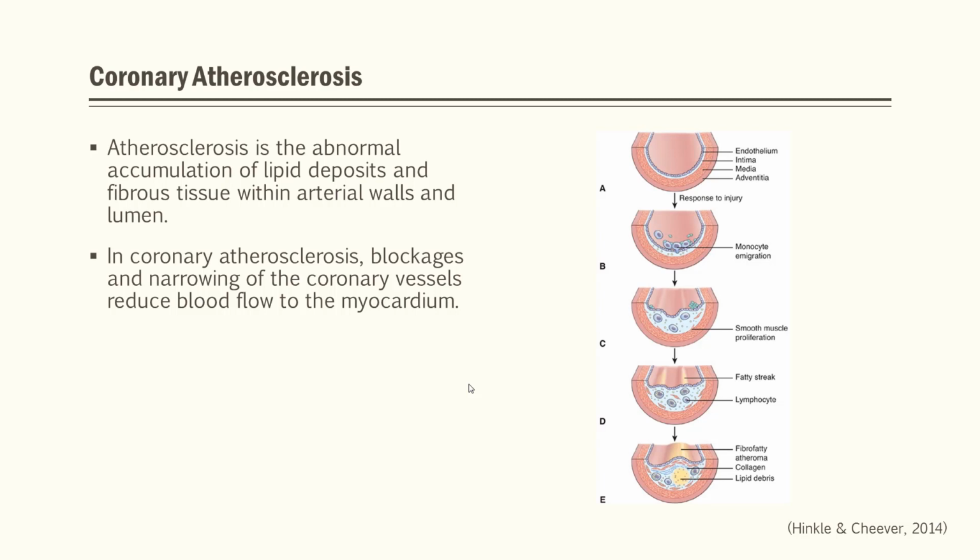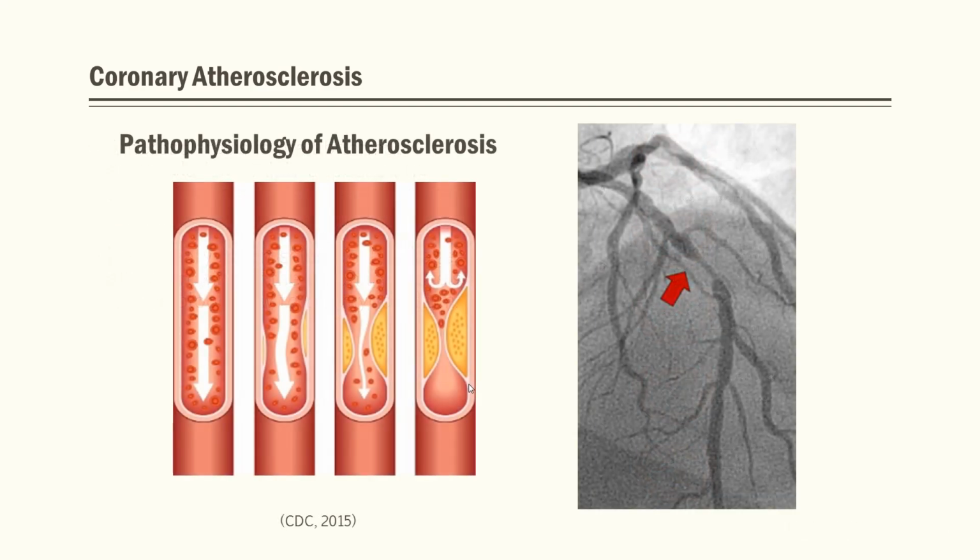And so that inflammatory response happens where the platelets rush to the site and they start forming a clot, and that's what leads to the total occlusion. So this is just a different slide here, just showing you the progression from the left side where it's completely open to the right side where it's almost completely narrowed and the blood flow can't get through.